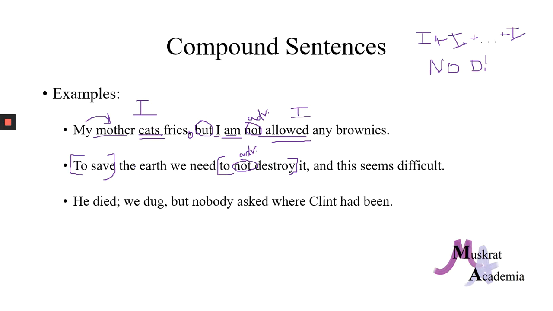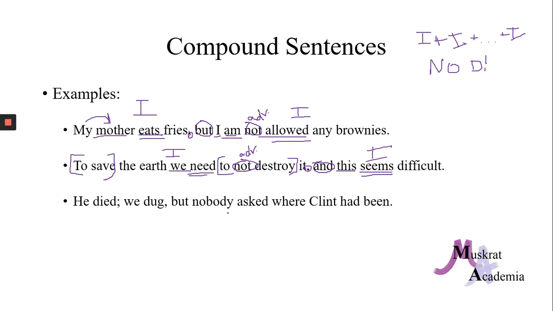But there is this not here, so it's called a split infinitive. So need is our verb, and we have another verb here, seems, and look, we have a conjunction, and, comma, and, right? To save the earth, we need. Who needs? We. What seems? This. Subject verb, right? To save the earth, we need to not destroy it. That's independent, comma, conjunction. This seems difficult. Also independent. Two independent clauses, compound sentence.